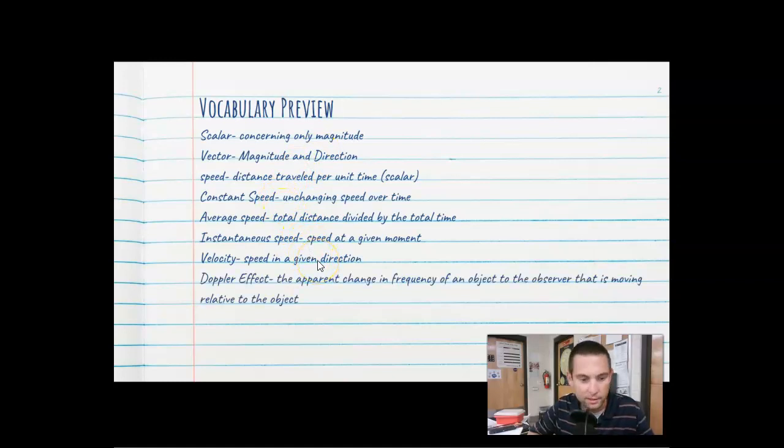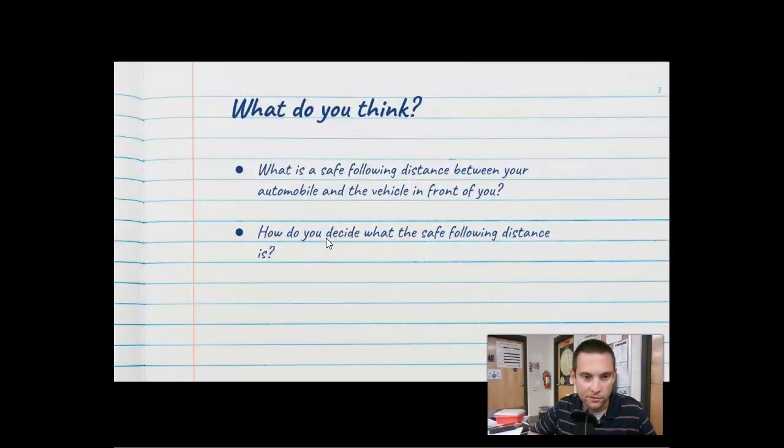The Doppler effect is the apparent change in frequency of an object to the observer that is moving relative to the object. Kind of long, confusing definition there. We'll break it down later on. Reaction distance is the distance that a vehicle travels in the time it takes the driver to react.